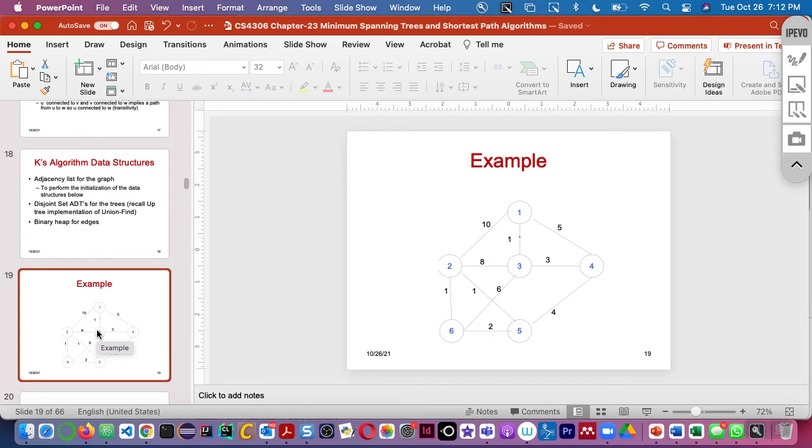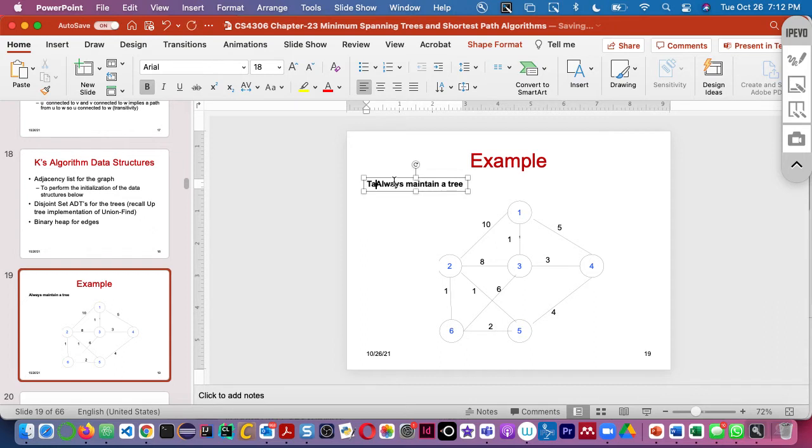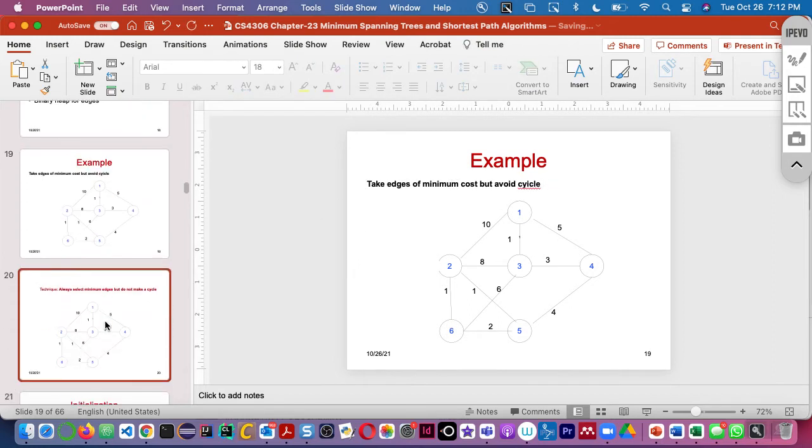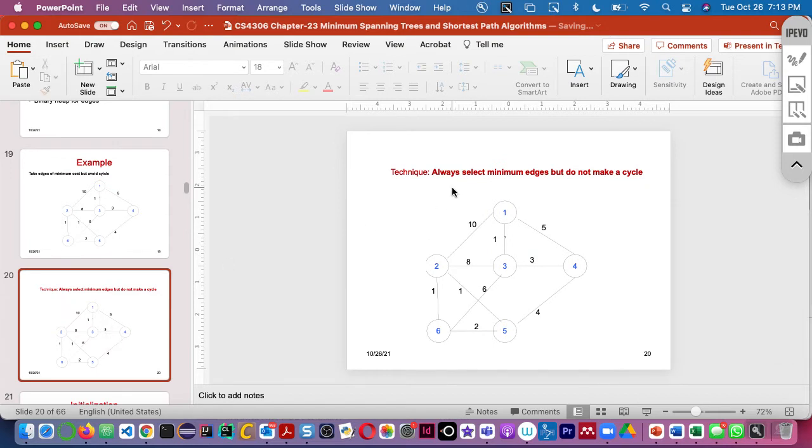So let us do this. What is our technique? Our technique is to take edges of minimum cost but avoid cycles. In short, we can say this. This is our technique. The technique is to always select the minimum edge but not make a cycle. Okay, so which edges are minimum?